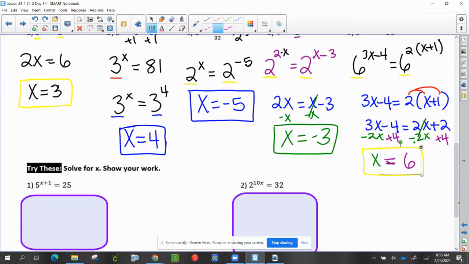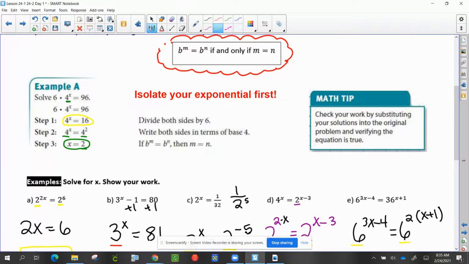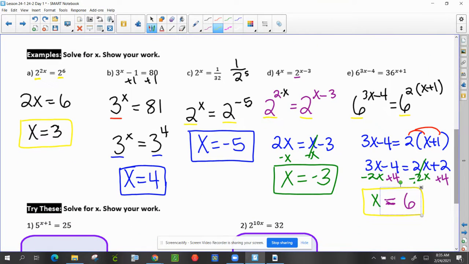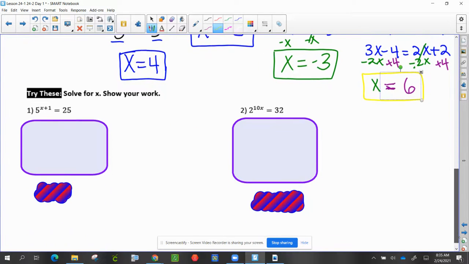Okay, now the little math tip from above here, you can always take your answer and substitute it in and make sure you get something that is equal on both sides if you're unsure. But as long as you have the same base, okay, if your bases are the same, your exponents are the same. So once you get equal bases, you can drop the bases and just focus on equaling the powers and solving for x. Okay, so I'm going to have you guys try 2 problems on your own.